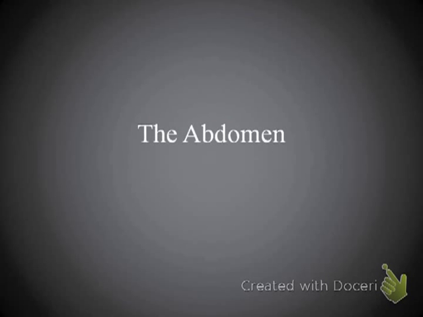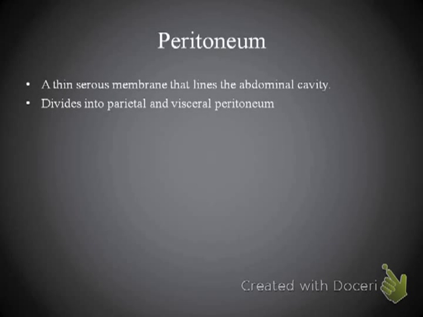The abdomen. As we begin looking at the abdomen, we must first begin by defining what is the peritoneum. The peritoneum is a thin serous membrane that lines the abdominal cavity, and it's divided into the parietal and visceral peritoneum. This is why the abdominal cavity is called the peritoneal cavity.